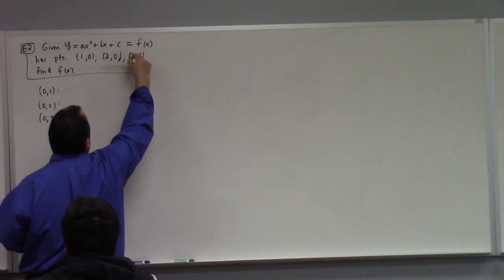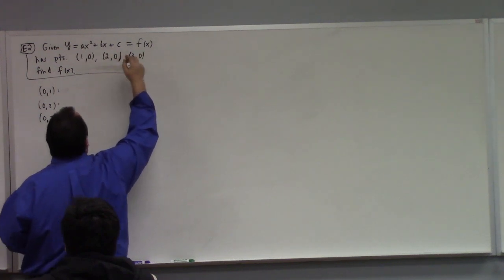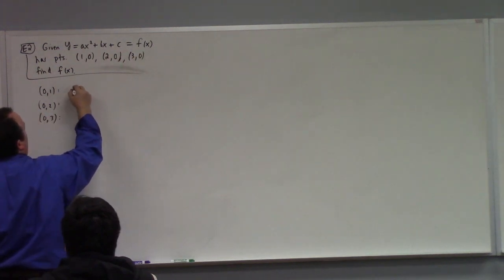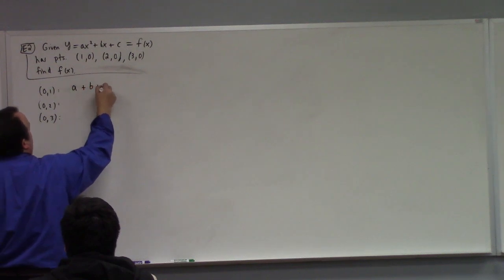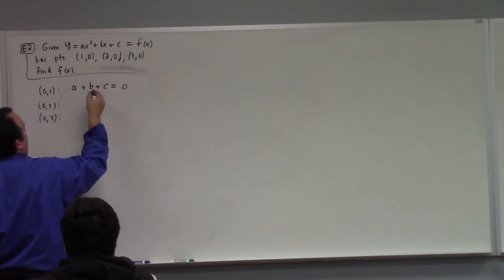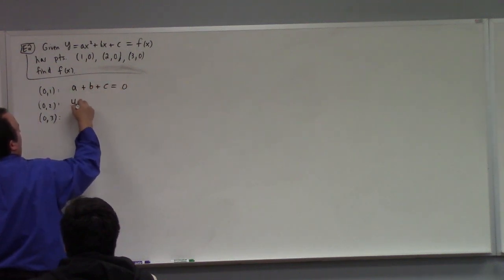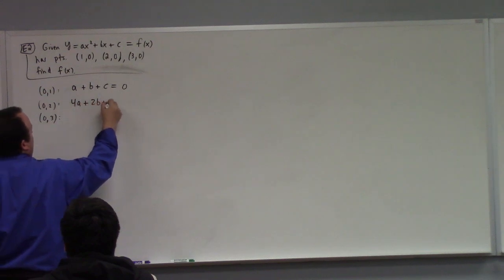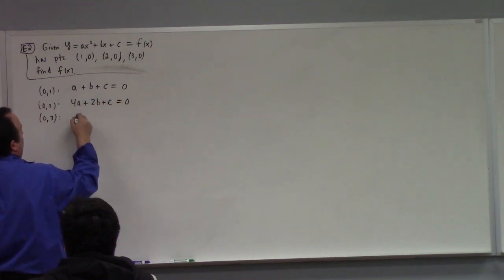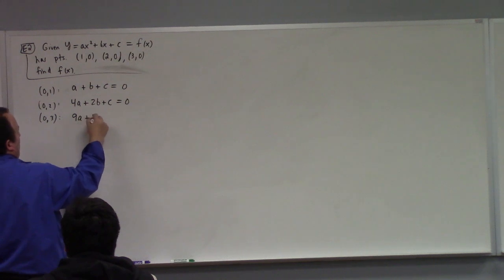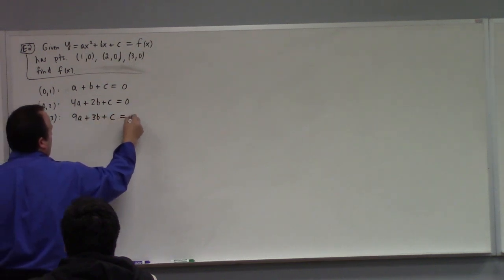How about this? So this would give you what? This would give you a plus b plus c equals 0. This would give you 4a plus 2b plus c equals 0. And this would give you 9a plus 3b plus c equals 0.